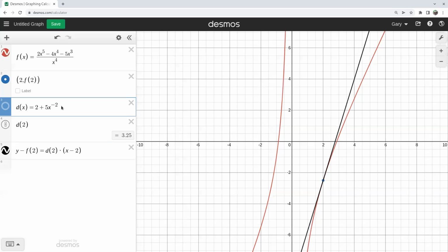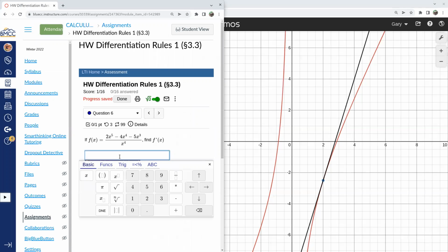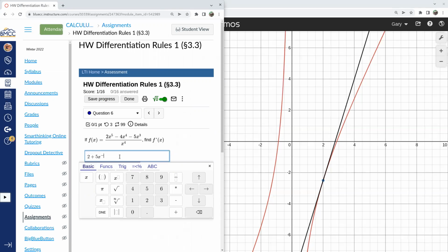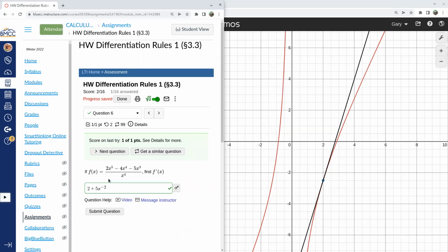Back to my homework problem here. And yeah, so I should just be able to type 2, what was next? Plus 5x raised to the power negative 2, and I should get a happy green check. Yeah, nice. Good morning.